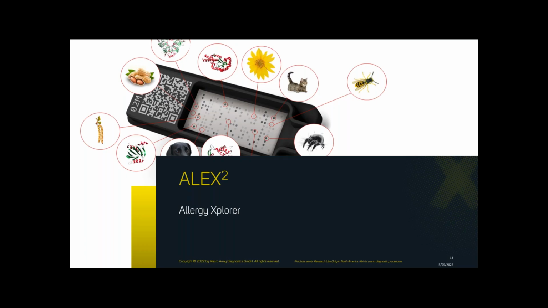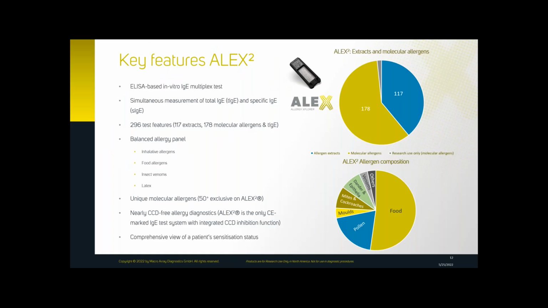So what is the ALEX or ALEX²? Our product, the ALEX², is a solid phase immunoassay for the detection and quantification of specific Ig and total Ig in the blood. The multiplex test offers the simultaneous detection of 296 test features and the largest panel of molecular allergens on the market. It combines 117 extracts, 117 molecular allergens and total Ig all in one test.